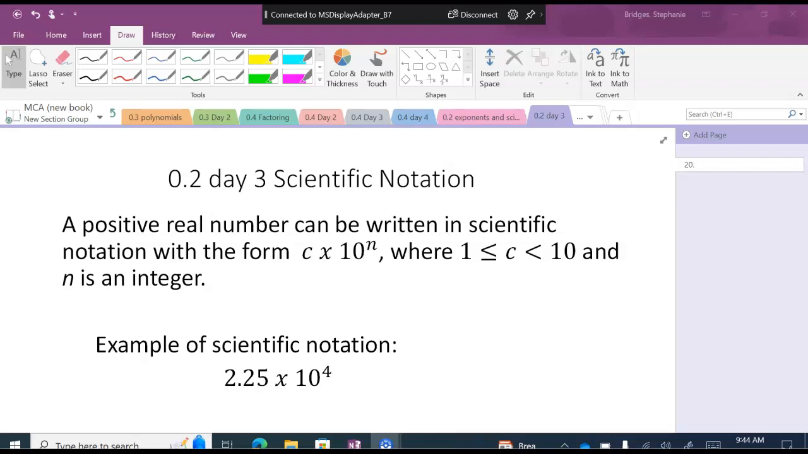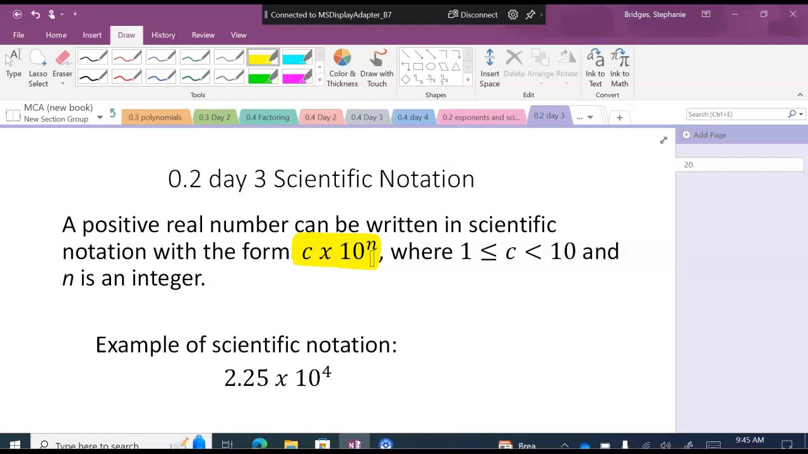The formal explanation of scientific notation is that we take a positive real number and we write it in scientific notation using the form of that number C times 10 to some power. Okay? Some number C times 10 to a power. Whether that power is positive or negative, it has to be a whole number. Okay? So it could be a positive whole number or a negative whole number.